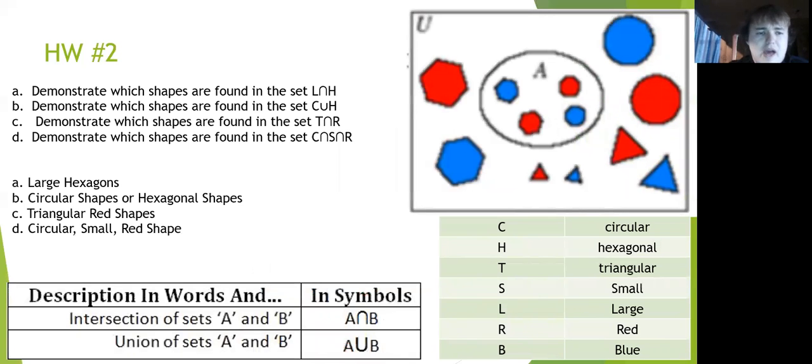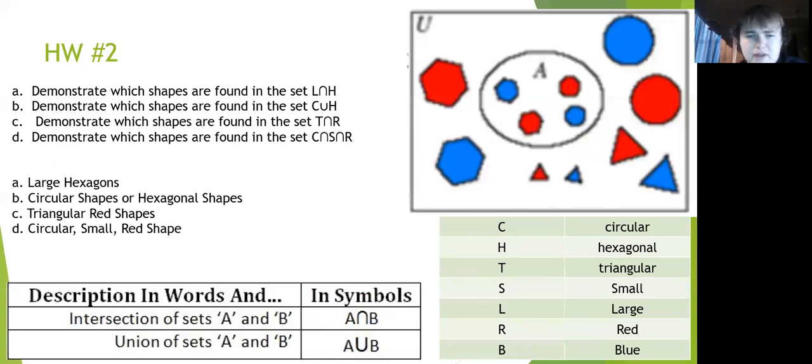Okay, homework number 2A. Demonstrate which shapes are found in the set L intersects H. Okay, so we have L, which we know is large. We have H, which is hexagons, and we have an intersection. That means it can only be those two. So it'll be large hexagons.